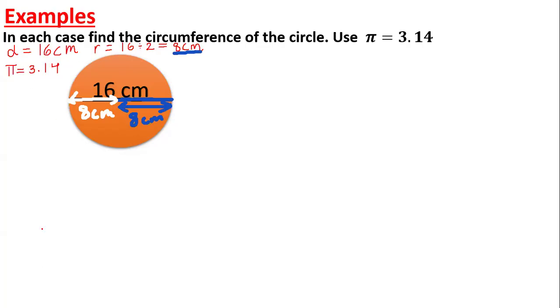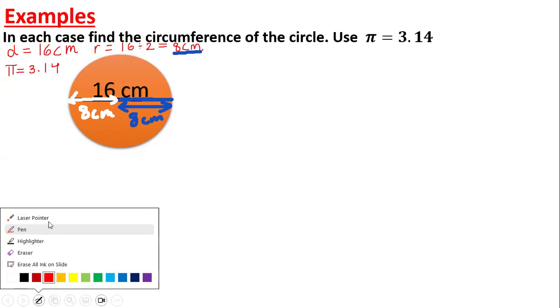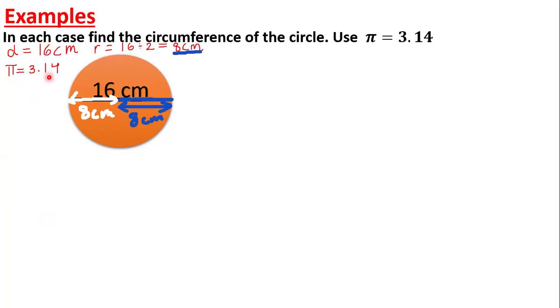But we have, okay, so we have pi. All right, so pi is equal to 3.14. That's in the question, the question tells us that. We have R. So now all we need to do is apply our formula, right? So let's go ahead and apply our formula.